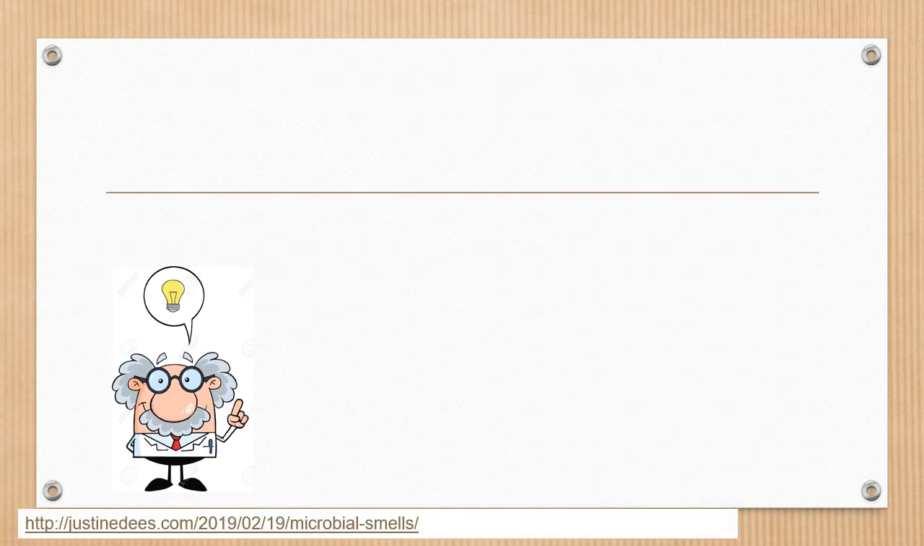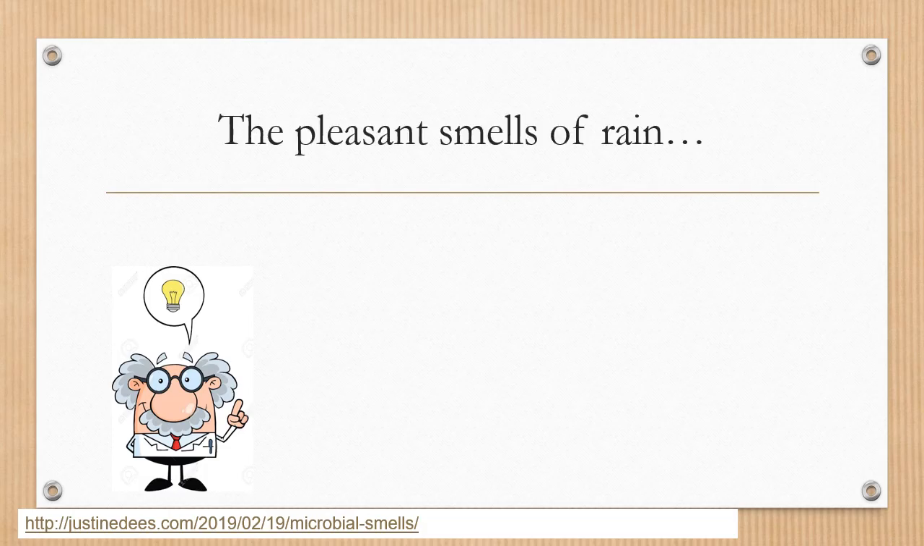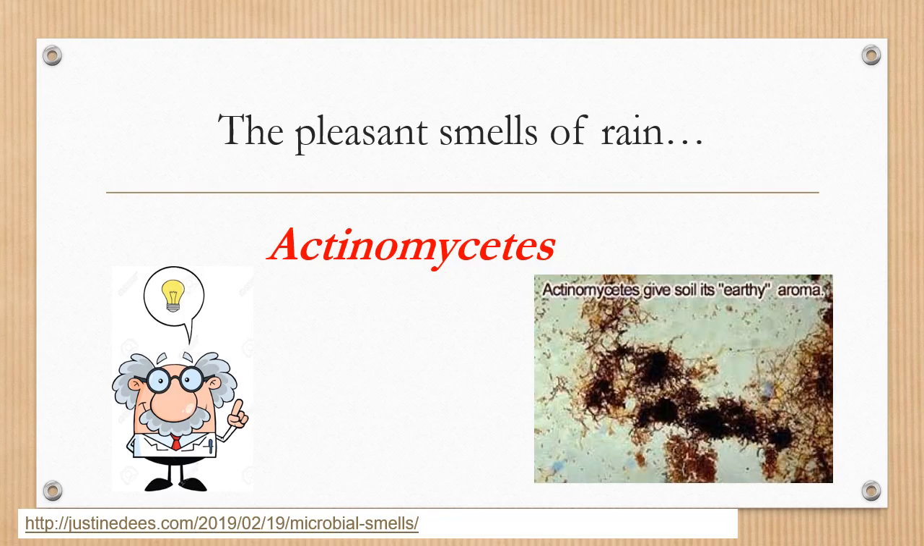Now there is a very interesting piece of information for you here also to remember. There's always a pleasant smell of rain, and you always wonder where this pleasant smell is coming from, and actually it's because of a certain type of fungi that is very similar to bacteria. We call it actinomyces, and this is the actinomyces that gives the soil its earthy aroma. This is the appearance under the microscope.